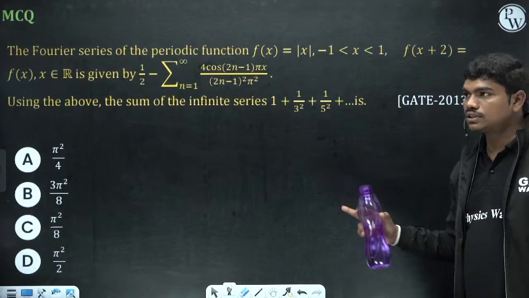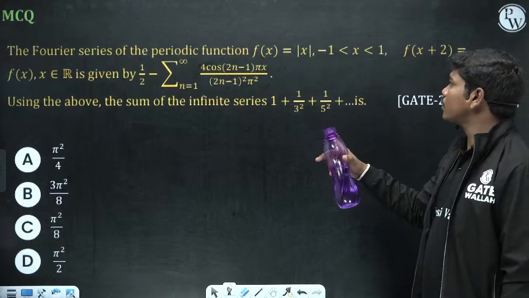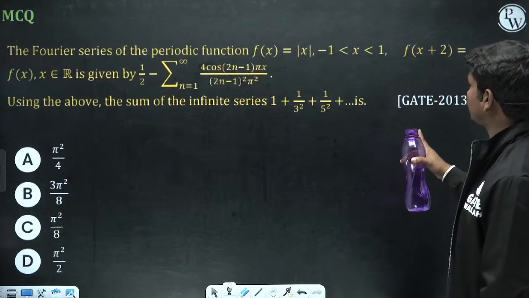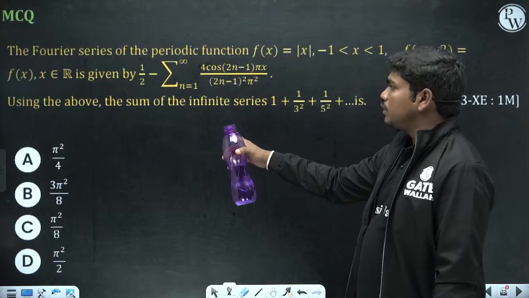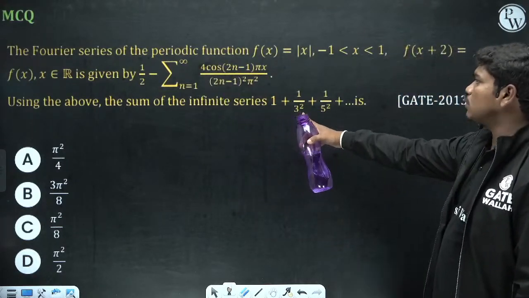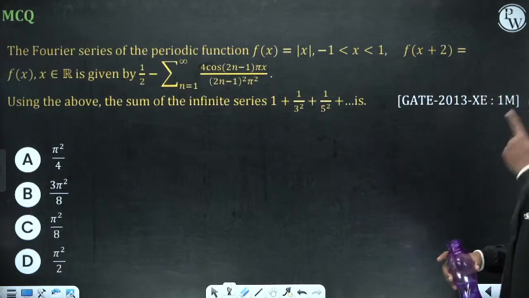Fourier series. Solve this question of Fourier series. The Fourier series of a periodic function f of x equal to mod x, for minus 1 less than x less than 1, where f of x plus 2 is equal to f of x, is given by this value. Using the above, the sum of the infinite series 1 plus 1 by 3 square plus 1 by 5 square and so on is dash. Solve this question and tell me the answer.